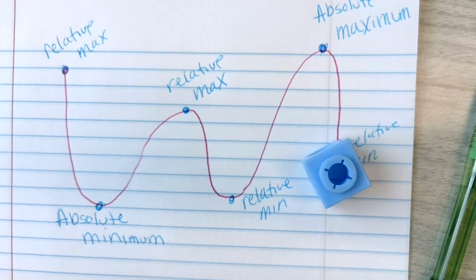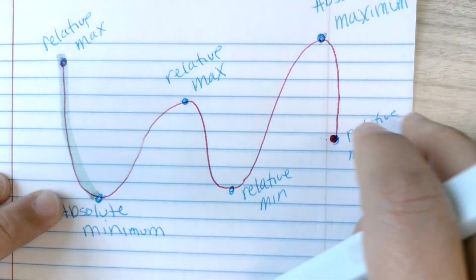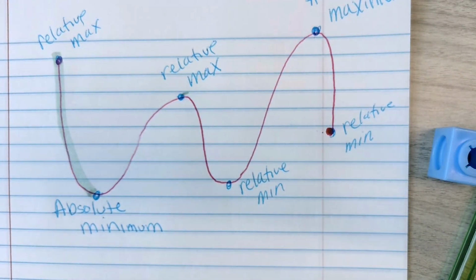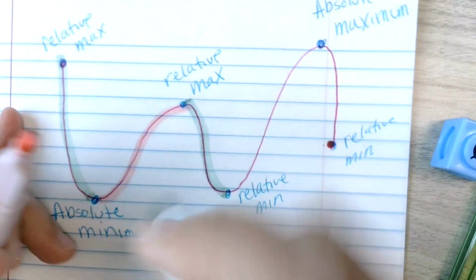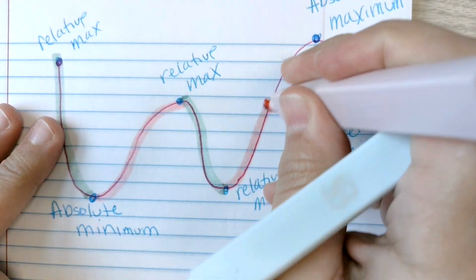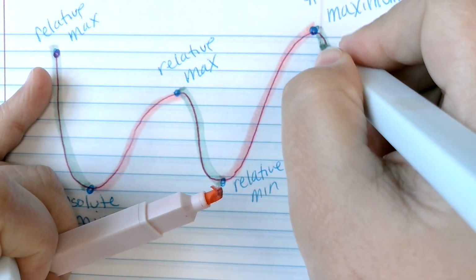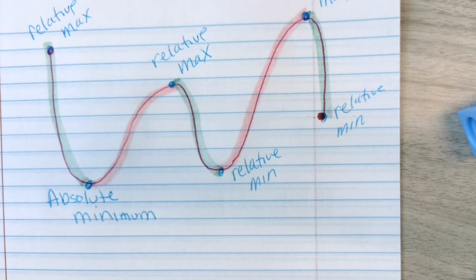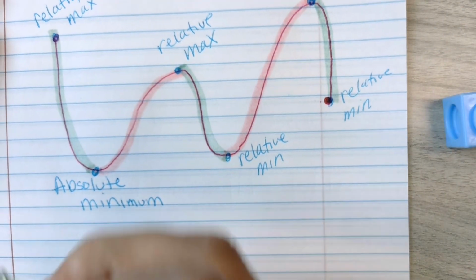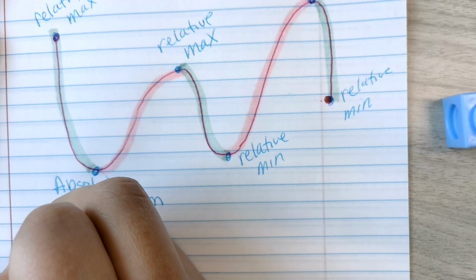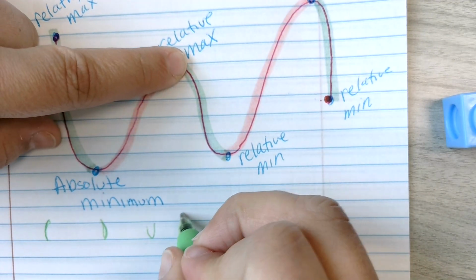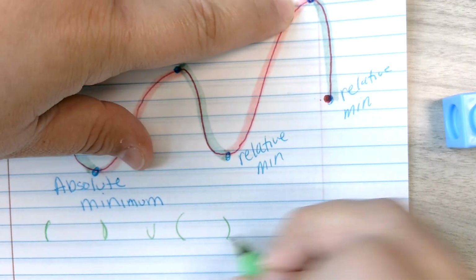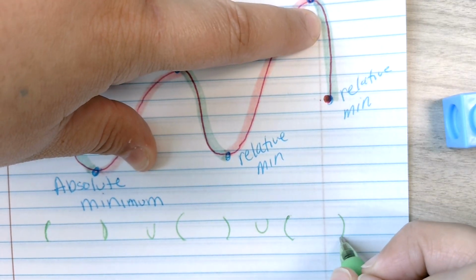So what we've just found is that our graph is decreasing first, and then it increases, and then it's decreasing again, and then it's increasing again, and then finally it's decreasing. So we can use the x values at these minimums and maximums to write an interval of decreasing, and then we write a u for this space, and then another interval for decreasing, and then a u for this space, and then another interval for decreasing.